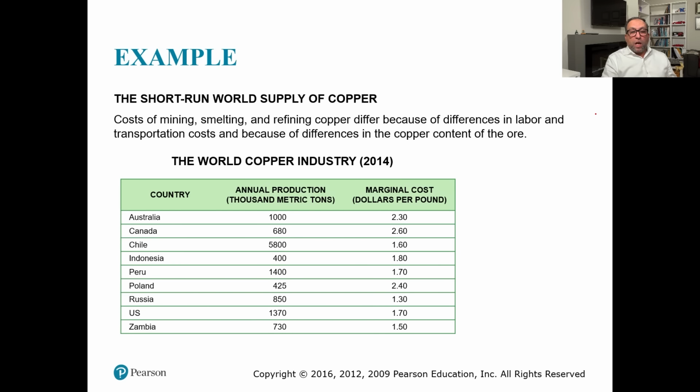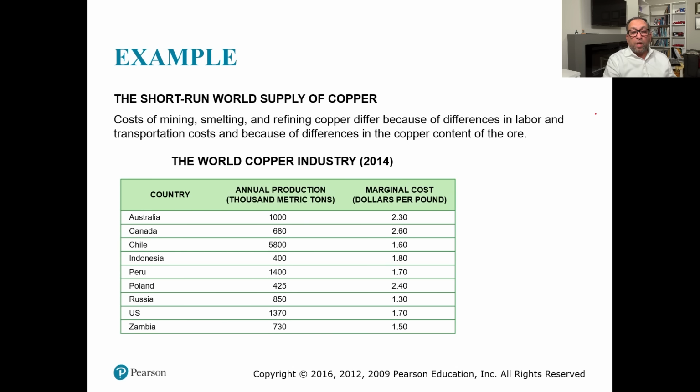For the short-run world supply of copper, the costs of mining, smelting and refining copper differ because of differences in labor and transportation costs, and because of differences in the copper content of the ore. We can see the marginal cost for Australia, Canada, Chile, Indonesia, Peru, Poland, Russia, US, and Zambia. Zambia and Russia have a very low marginal cost of production.